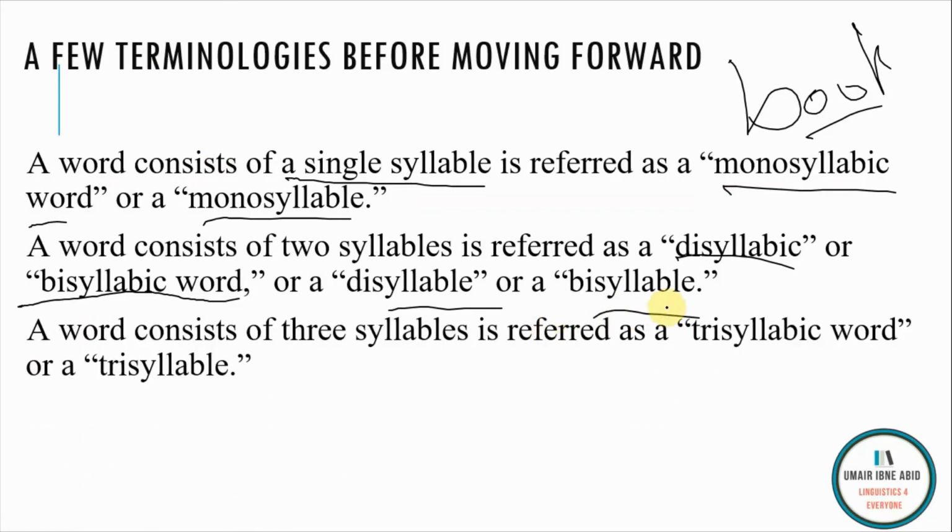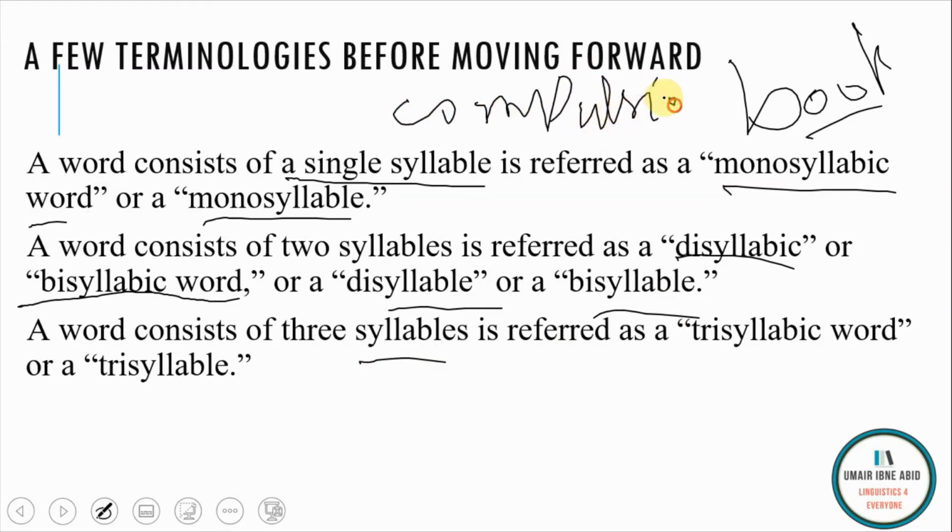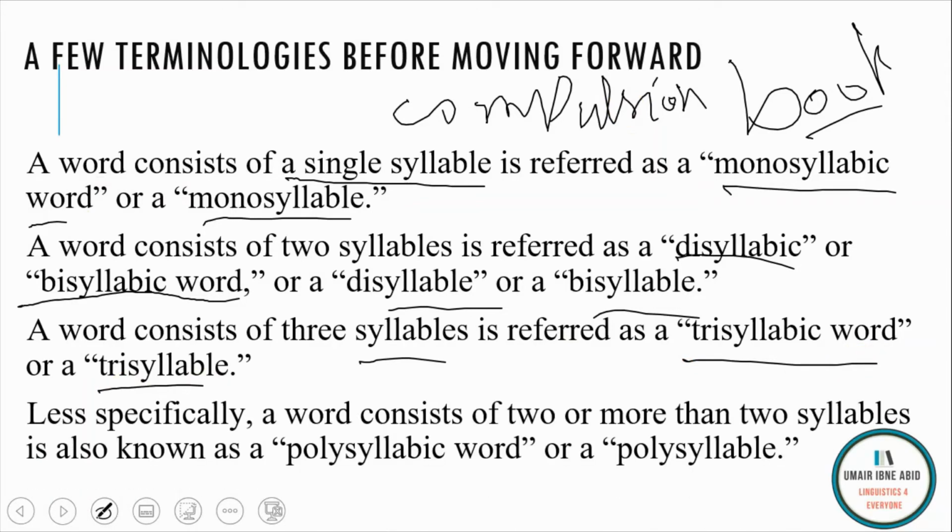Similarly, if a word consists of 3 syllables, like compulsion, in compulsion we have 3 vowels, so we have 3 syllables, so it is referred to as a trisyllabic word or trisyllable. And less specifically, any word which consists of 2 or more than 2 syllables, we can call it polysyllabic.